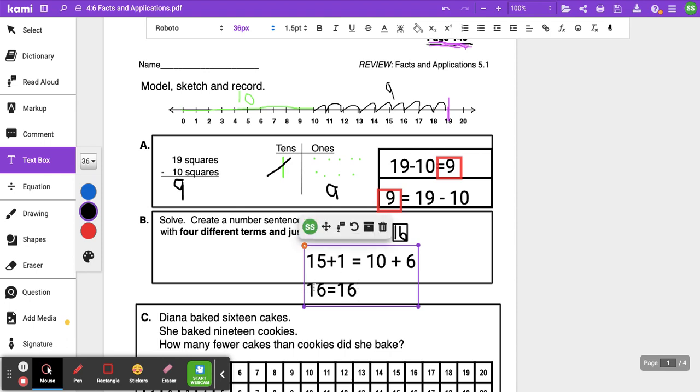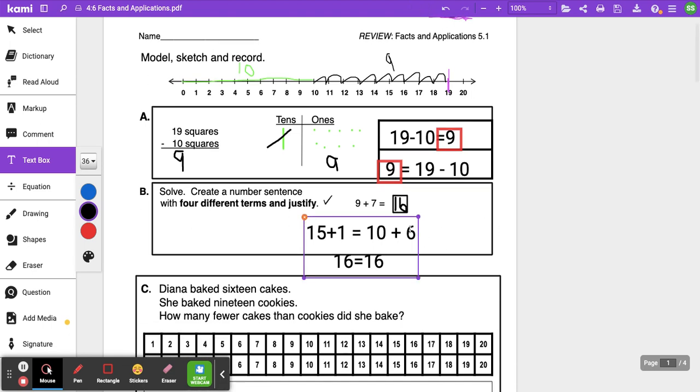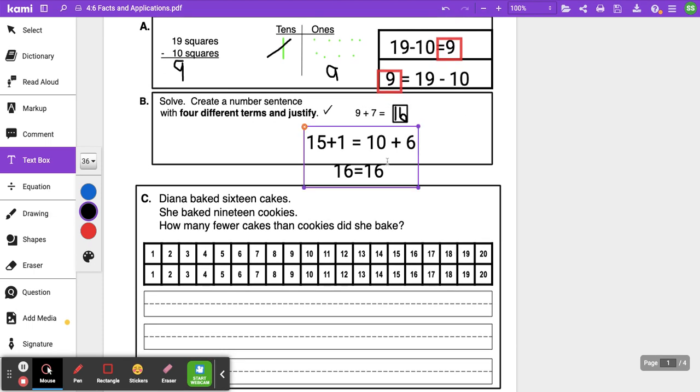So 15 plus 1 is 16. 10 plus 6 is 16. And I'm showing there that they both equal 16. All right. Again, if you need more time to copy that down, go ahead and push pause.